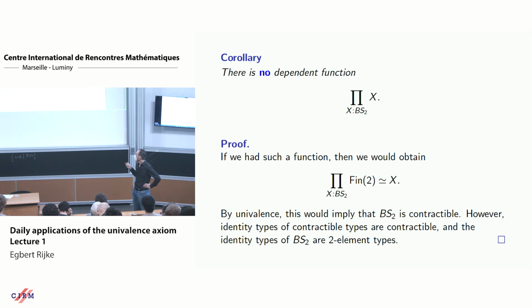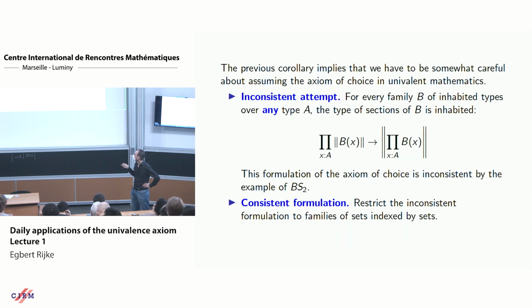So the reasoning here is, okay, from this we get a contraction, but BS2 cannot be contractible because identity types of contractible types are contractible. This is a fact that I'm just telling you now. But the identity types of BS2 are 2-element types. They're not contractible. So that's the contradiction. So there can be no such function. So this means you have to be a little bit careful with how you assume the axiom of choice.